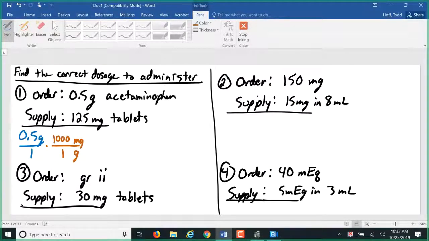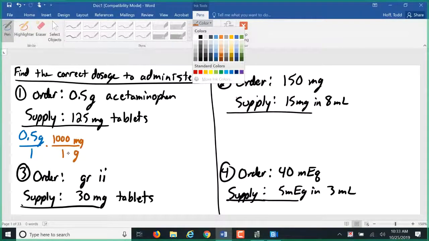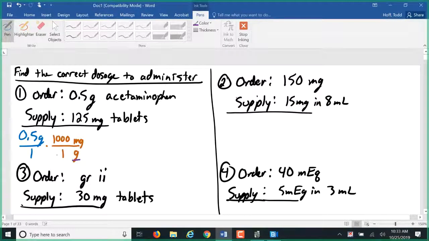The biggest mistake I see is people put that in the wrong place. Remember, the larger unit here is the gram. So you should usually put the 1 with the larger unit so that the 1,000 goes with the smaller unit. So that'll cancel out the grams and put that order in milligrams. Our next step then is to actually convert it over using the on-hand dose and our vehicle, which is what's listed in the supply. And remember that 125 milligram tablets is actually giving us an equivalency that 125 milligrams equals 1 tablet.